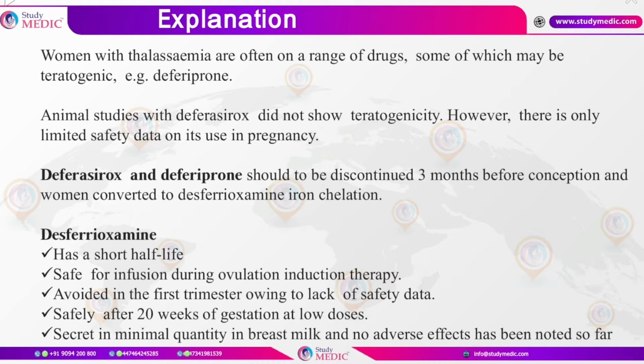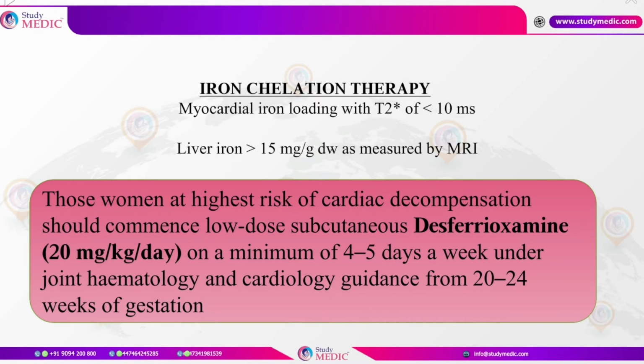Talking about deferasirox and deferiprone, they should be discontinued 3 months before conception, and the woman is converted to desferrioxamine iron chelation therapy. Talking about desferrioxamine, it has a shorter half-life and is safe for infusion during ovulation induction therapy. It is to be avoided in the first trimester owing to the lack of safety data. It is safely given after 20 weeks of gestation at a low dose, and it is secreted in a minimal quantity in the breast milk, and no adverse effect has been noted so far, and that's the reason it can give the patient the assurance that they can continue with this therapy.